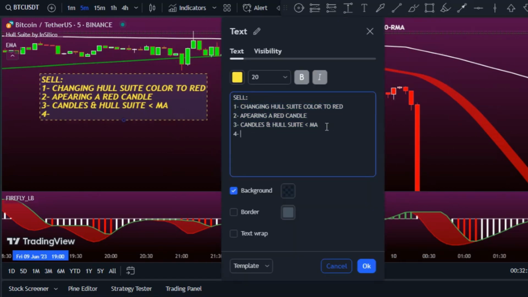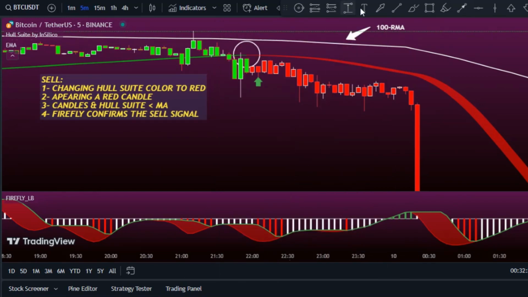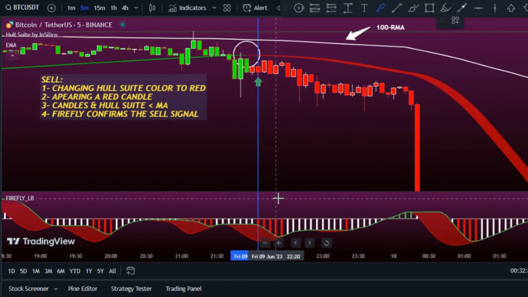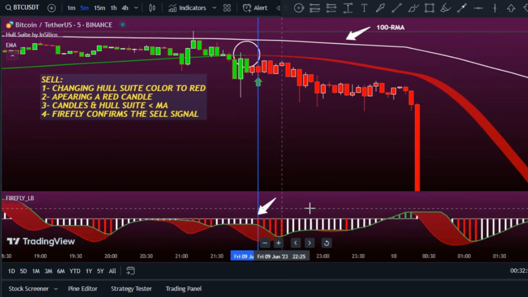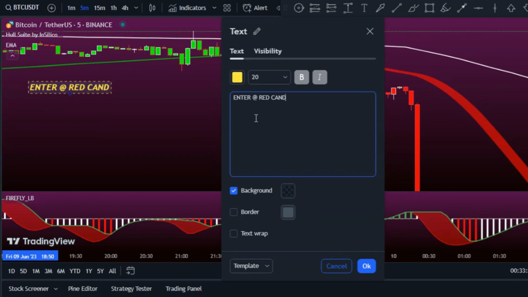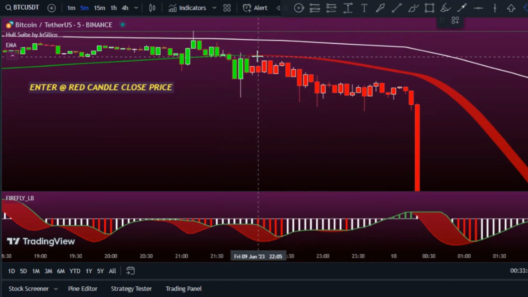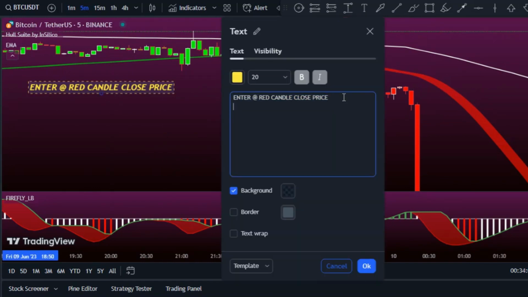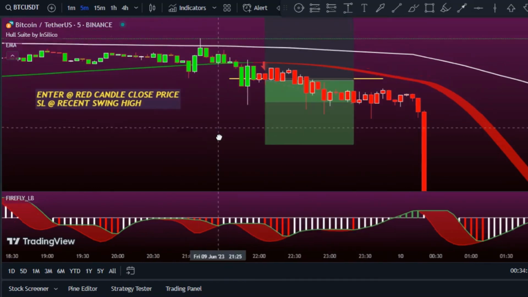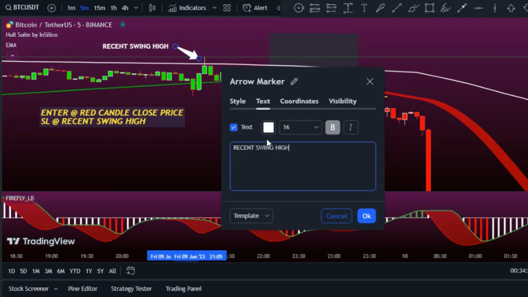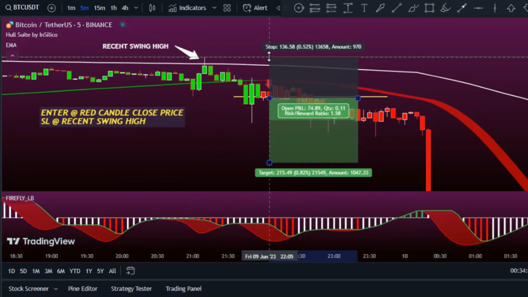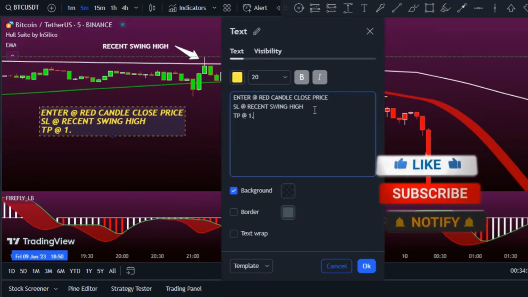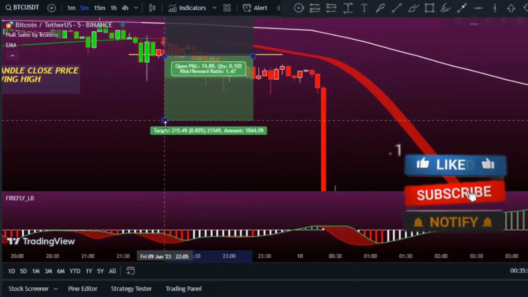The Firefly oscillator's histogram needs to be red and below the midline to provide the final confirmation of the sell signal. Once all conditions are met, we can enter the short trade at the close of the red candlestick that confirmed it. And for risk management, we'll set the stop loss above the recent swing high. And we'll target a profit of 1.5 times the risk we are taking in the trade.